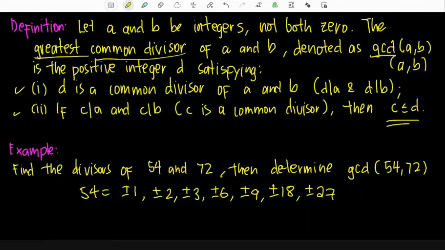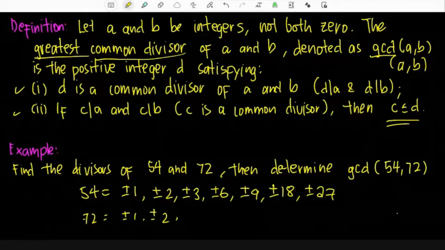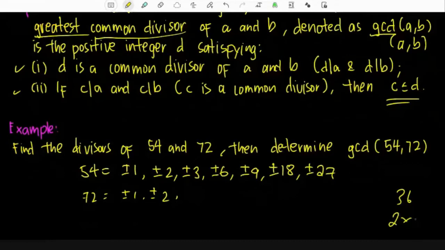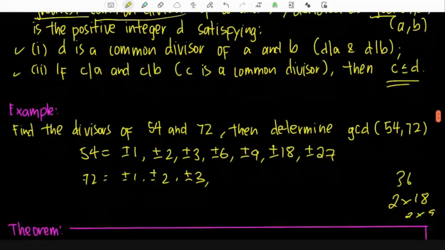Ano naman ang mga divisors ni 72? Siyempre, plus minus 1. Divisible din siya sa 2. 72 divided by 2, 36. So, hinahanap natin mga factor ng 36. Ano ba ang 36? 36 ay 2 times 18. Tama? So, yung 18 may 3. 2 times 9. So, divisor din yan, 3. So, dinidivide siya ng 2 at most 3 times.